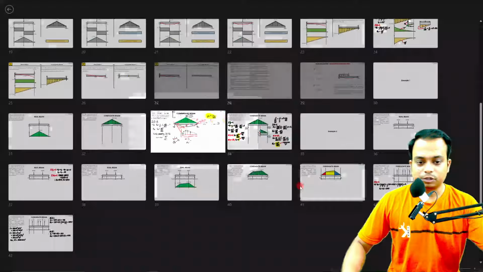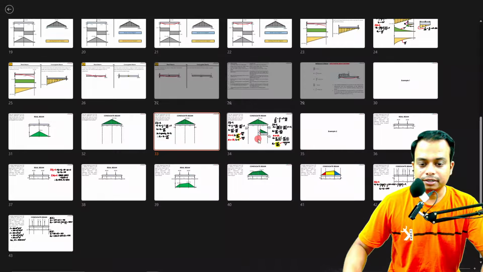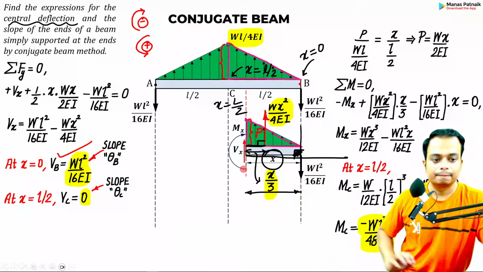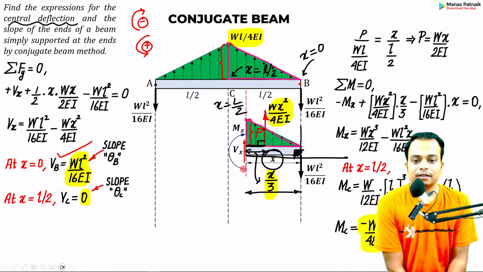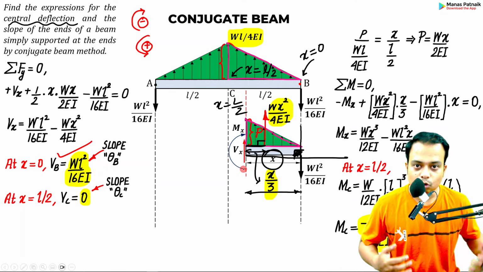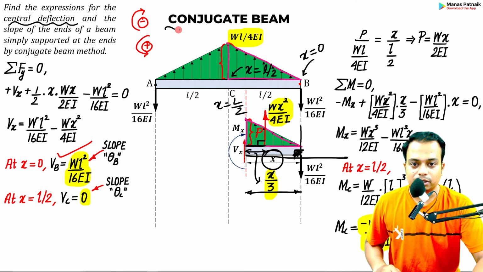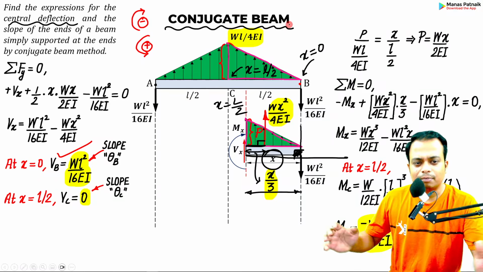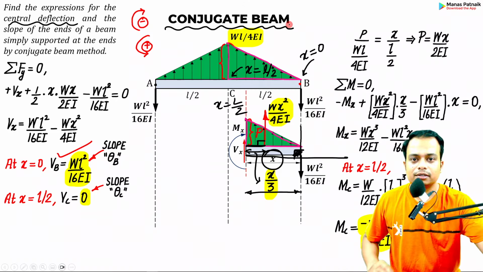All right, so let me just show you the answers again. So yes, that was all from my side for today. A problem based on simply supported beams, slope and deflection calculation using the conjugate beam method. With a little practice, I'm sure that you can save a lot of time.